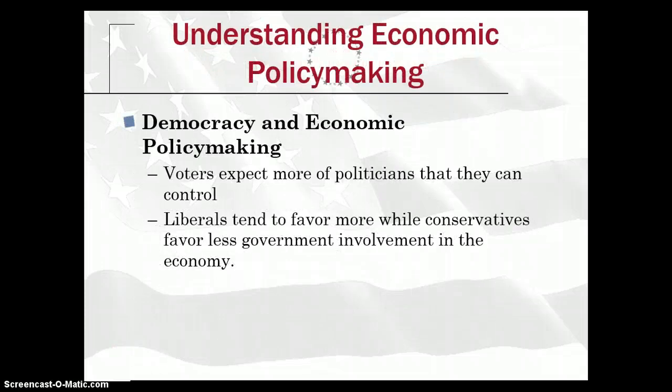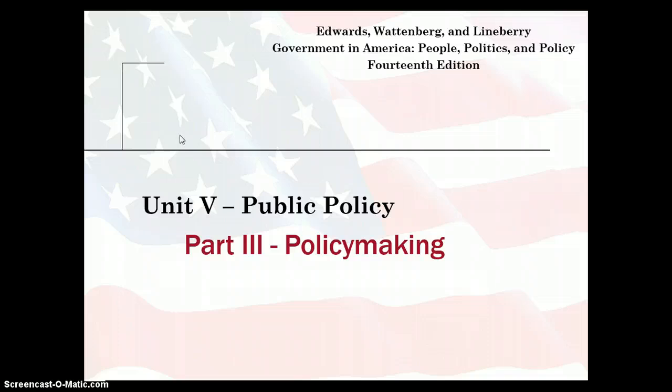But in terms of democracy and economic policy making, voters definitely expect more of politicians than they can control. Certainly people think that politicians have this magic switch to help improve the economy. In reality, there's only so many things that they can do because we are a very large economy. So getting people from being unemployed to employed or getting growth in our country can be very difficult and it can take a number of years. But ultimately, in the whole political spectrum that we look at, liberals tend to favor more government spending on entitlement programs, while conservatives favor a less government approach in the economy. So that's where we'll stop here for now in terms of the notes.